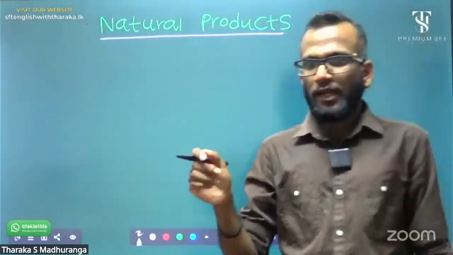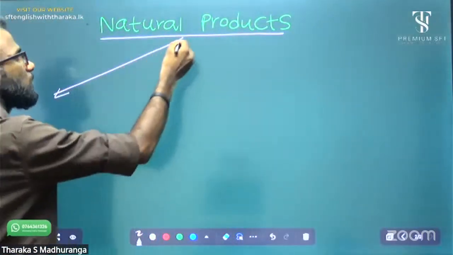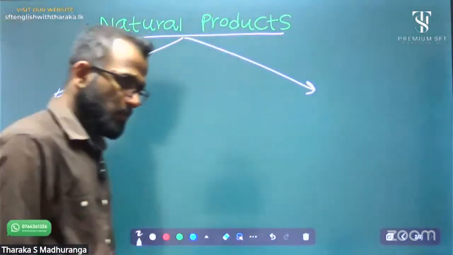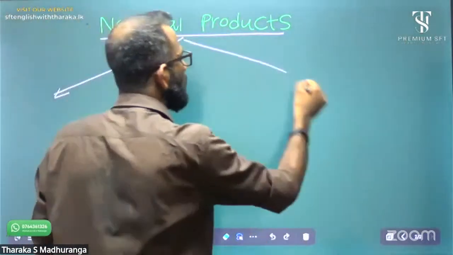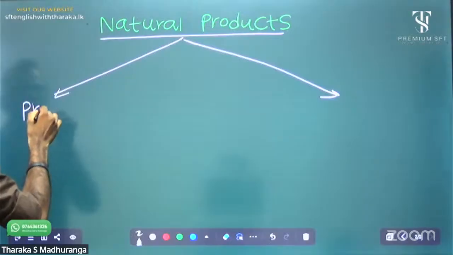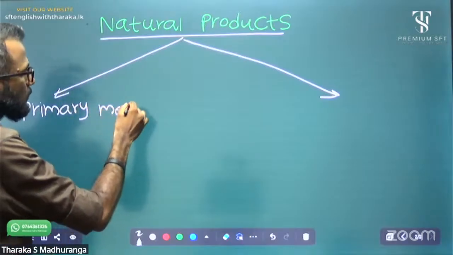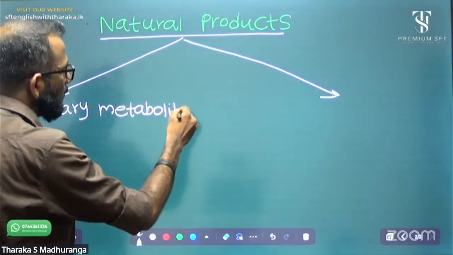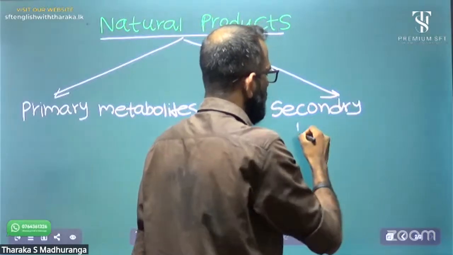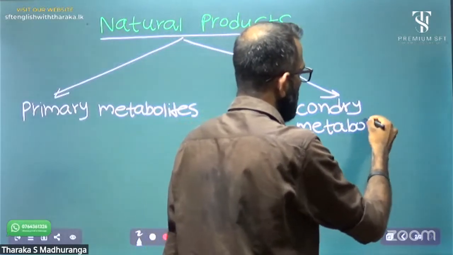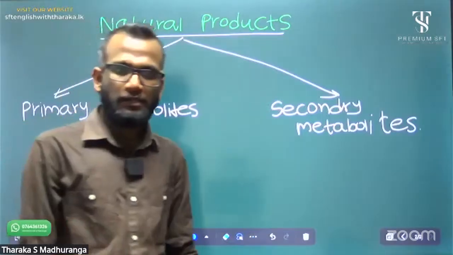Natural products are mainly two types. What are the types? They are primary metabolites and secondary metabolites. Primary metabolites and secondary metabolites. Make a short note, it is very easy.